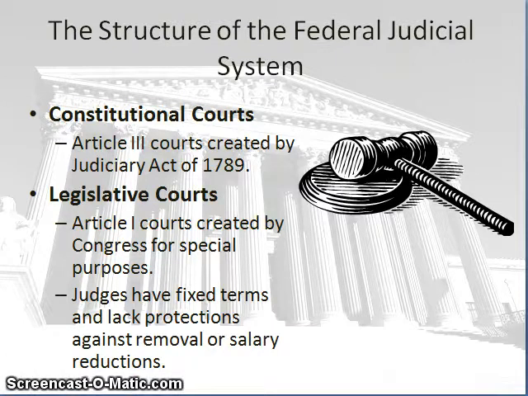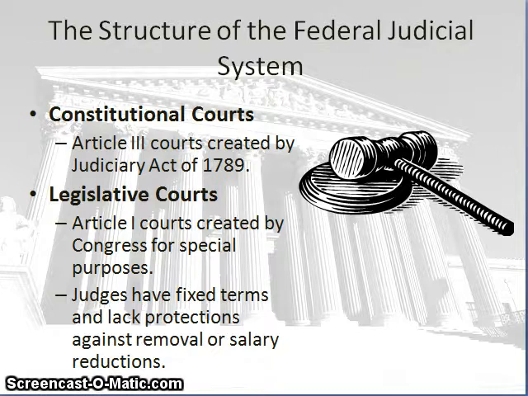The first thing that we need to look at and be aware of is how the federal judicial system was actually established. What actually establishes the federal judicial system? If you look in the Constitution, Article 3 creates the federal courts, or rather just the Supreme Court. In 1789, the Judiciary Act was passed by Congress to create a system of constitutional courts, also referred to as the Article 3 courts.